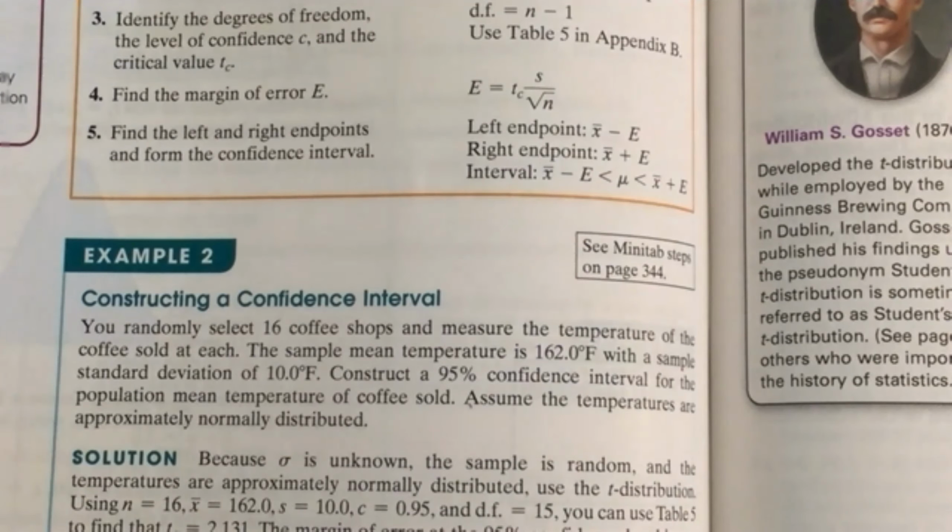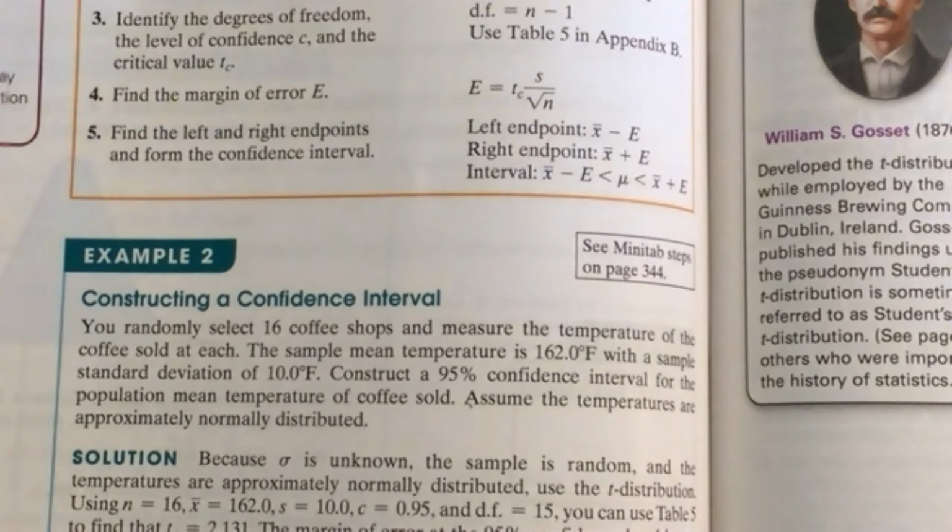And you'd say, well, hey, you only looked at 16 shops. There's thousands of coffee shops. How do we know you didn't just go to 16 that had really cold coffee or 16 that had really hot coffee, right? We would like to build a confidence interval so that we can say the average cup is 162 plus or minus, right? A little, how much?